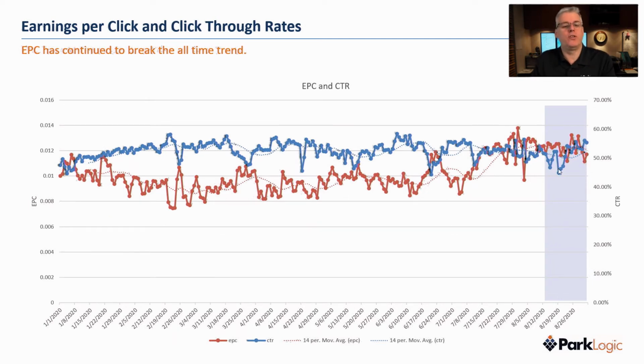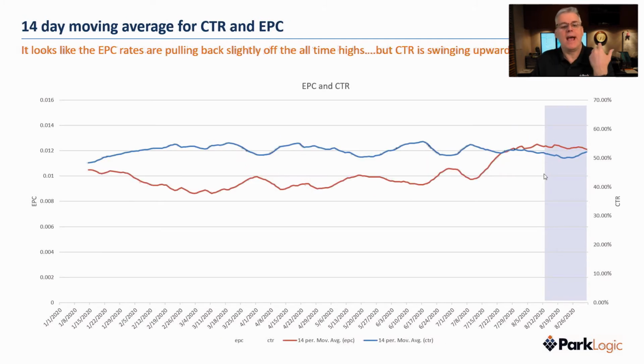Okay, then we look at the click-through rate. It gets a little bit messy there at the end, and the reason why is because the click-through rate and the earnings per click are almost on top of each other. So I'll just pull them out, and now this is the 14-day moving average. We can see that the EPC is the red line, and it's been relatively stable.